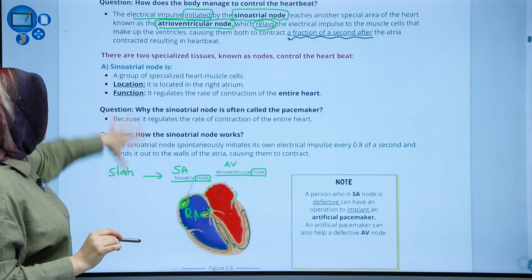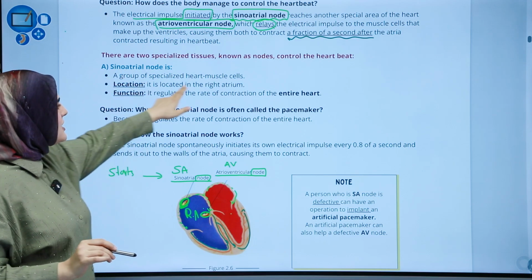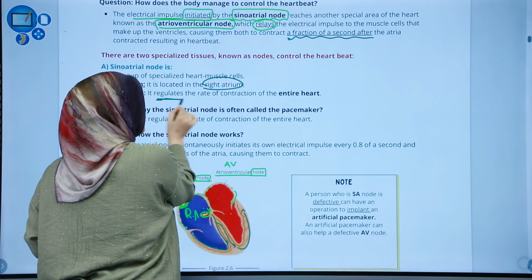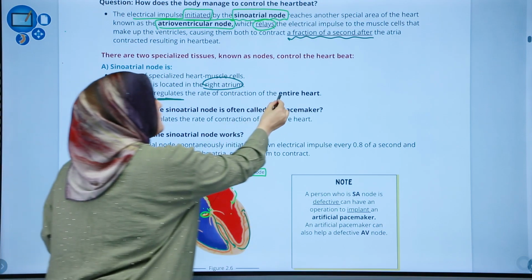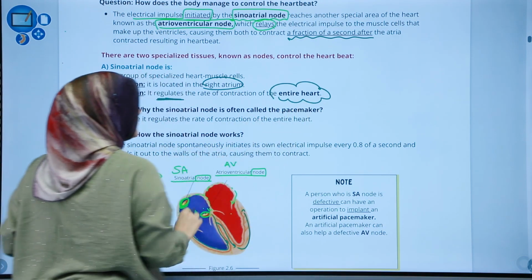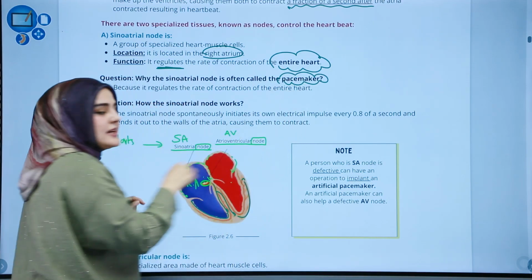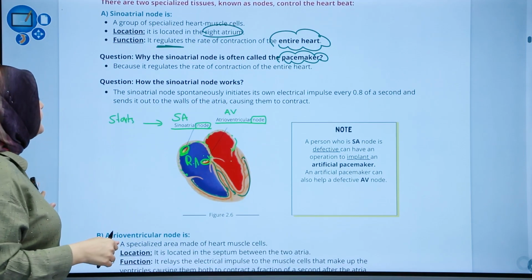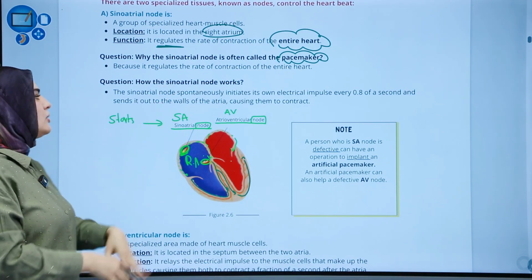So we have the definitions and the locations here. Sinoatrial node, its location is in the right atrium. It is going to regulate. Regulation means the start and everything. It's in control of the entire heart. It's also known as the pacemaker. The SA is known as a pacemaker. There are two names for it. All right? Why is it called pacemaker? It's because it's the one in control.